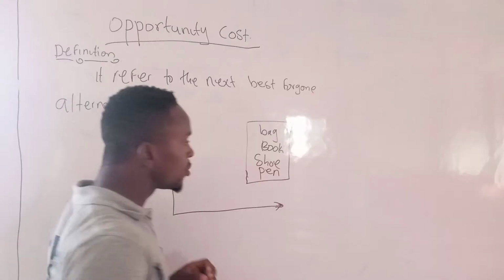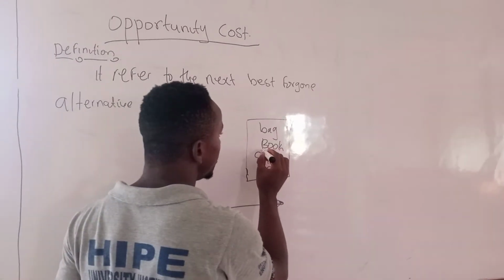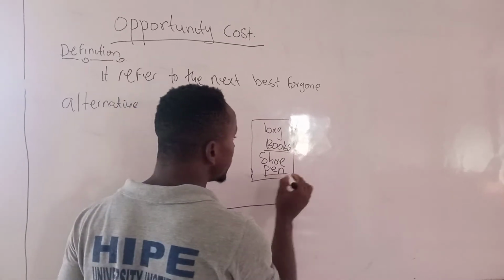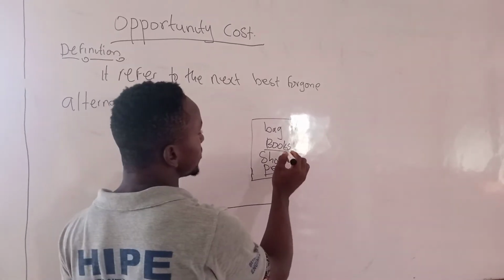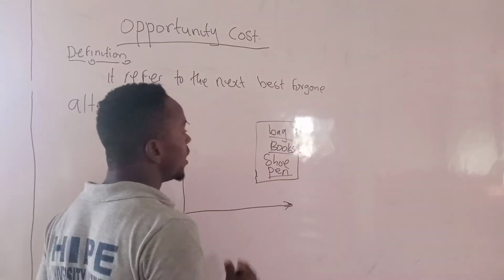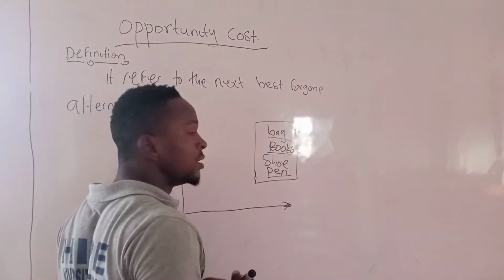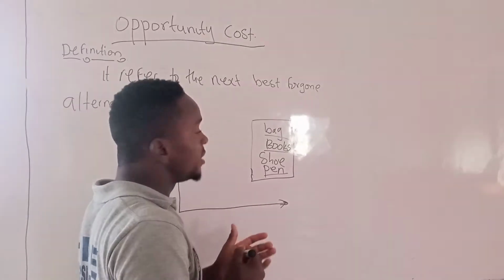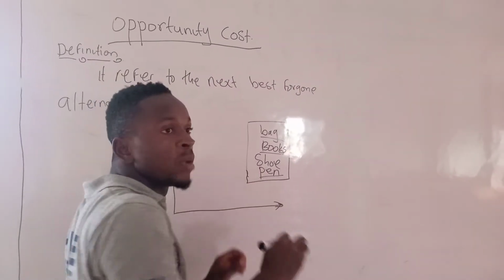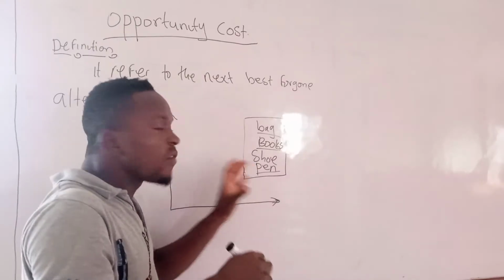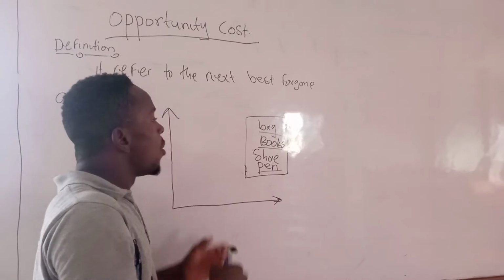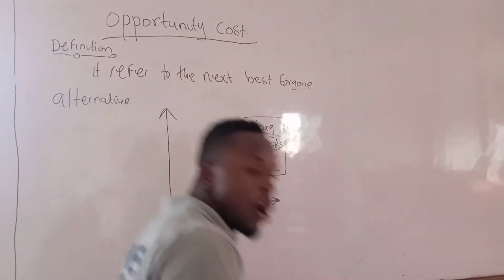Now, let's say, for example, the child will need books, and the child will need a pen. And when he has selected a pen, a book, and let's say a bag, and then he left out the shoe, he didn't buy the shoe. What is the opportunity cost there? The opportunity cost there is the shoe, because it's the next best forgone alternative. That is, after he has made his choice, what is left out is the opportunity cost.